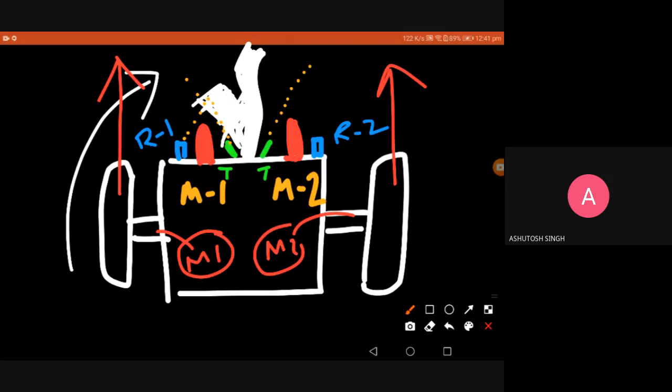Both are in synchronization. But when one motor stops, what happens? The robot is going to turn. Which direction? It is going to turn to the direction whose motor has been stopped. If my left motor has stopped, the robot will move to the left because my right motor is still turning. If my right motor is stopped, the robot will turn to the right because the left motor is still rotating. Getting it?